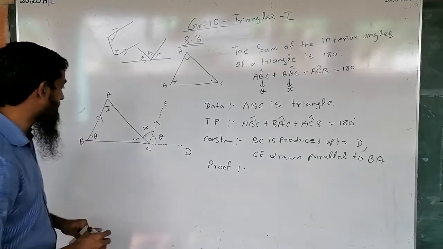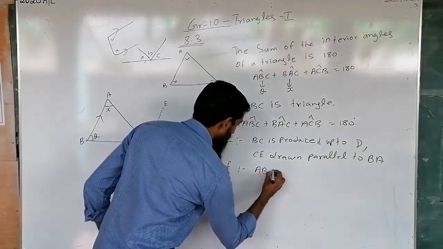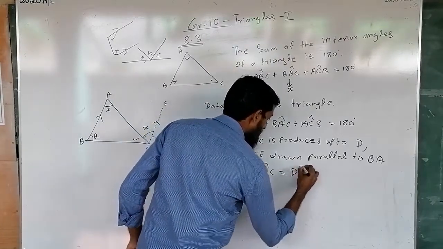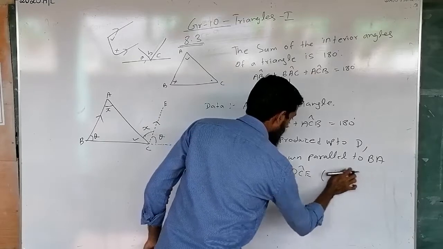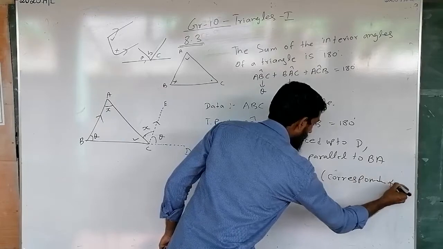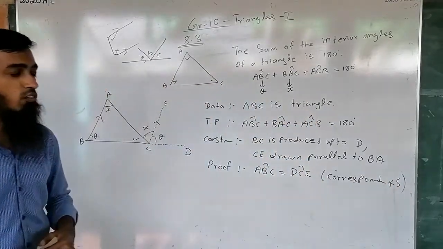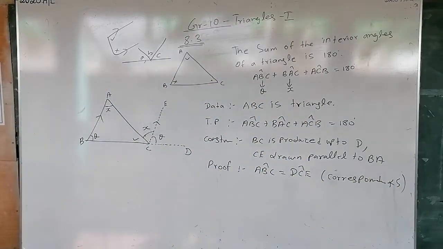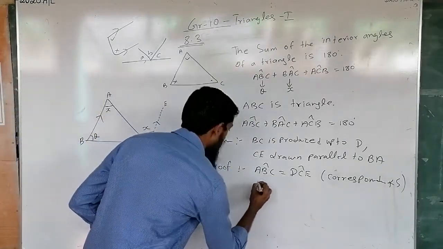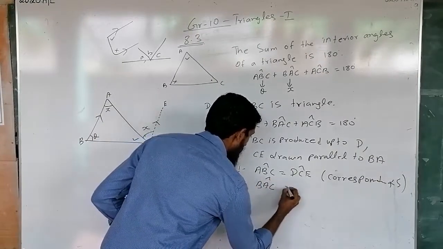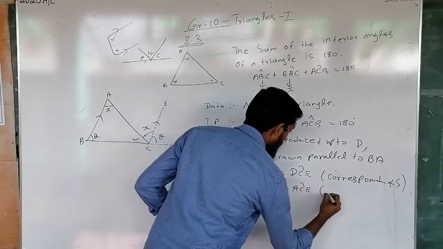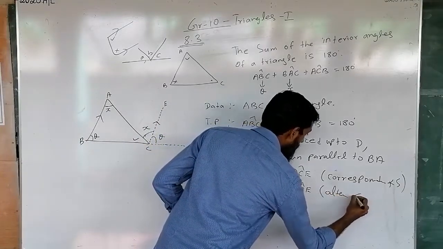So first we write theta: ABC is equal to DCE, corresponding angles. Write the long formula. Second, for the angles with x: BAC is equal to ACE, alternate angles.